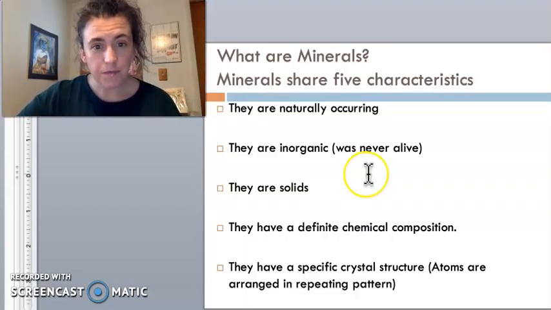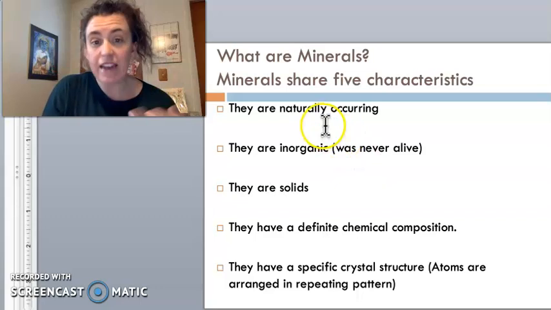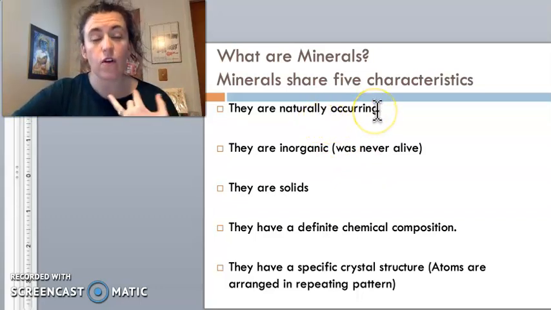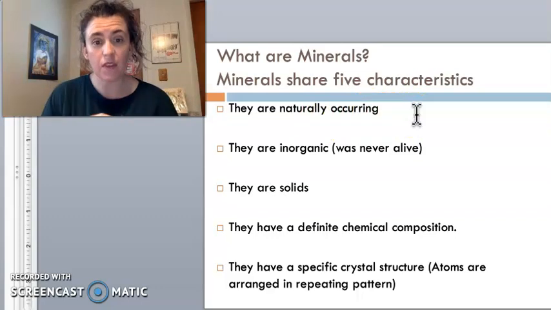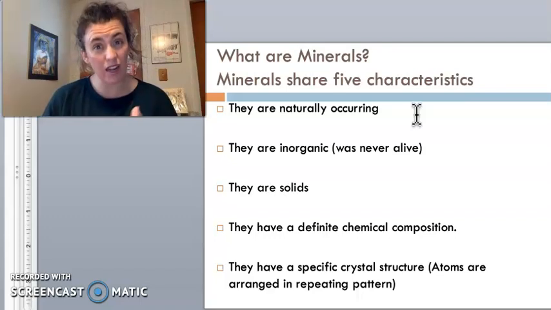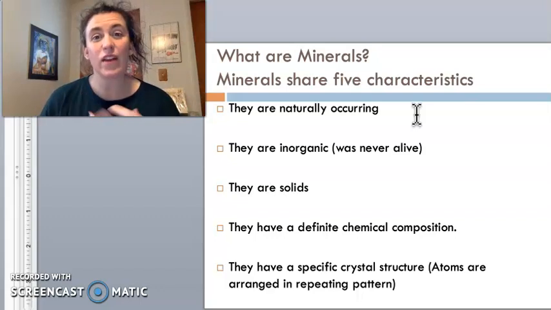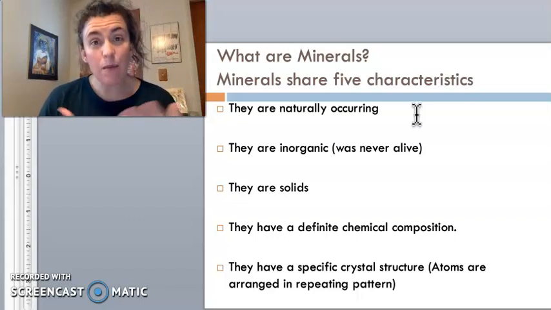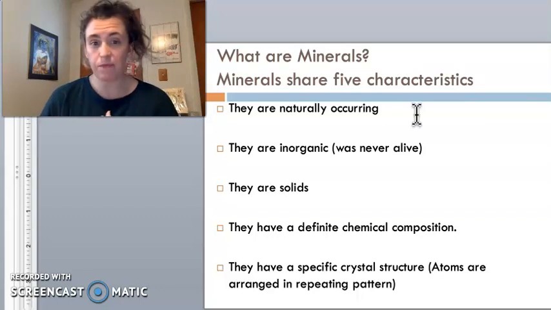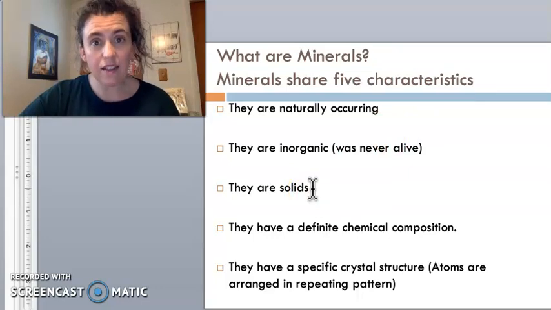That's our next one. So minerals basically have to have 5 characteristics. In order to be a mineral, you have to have all 5 of these characteristics. So they're all going to be naturally occurring, so they're all going to be found in nature. They're all inorganic, which means that they were never alive. Organic, if you remember what we talked about a little bit earlier in first semester, means that it has organic compounds, that it came from living beings. This one, they were never alive. They are all going to be solid in the natural state.